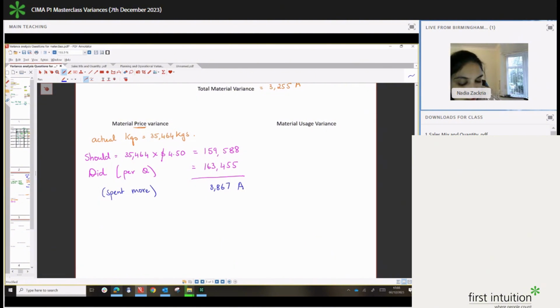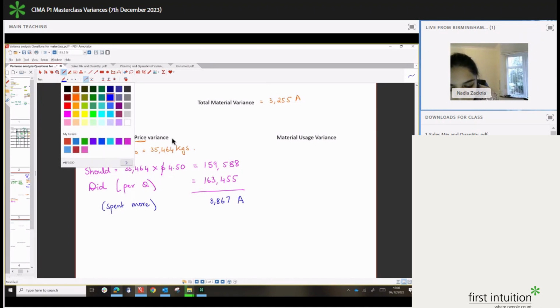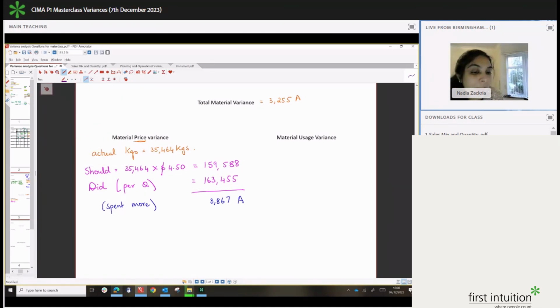Okay, so we know we've spent more than $4.50. We've got 3,255 here. Let's think about our usage. Did it actually mean that we've spent more, but we've bought a better quality product? So here we're going to look at our usage. Now, when we think about usage, are we going to think about the number of units or are we going to think about the number of kgs that you've gone out and purchased? Because you want to think about, did we use more or did we use less in our production process? What would you consider?